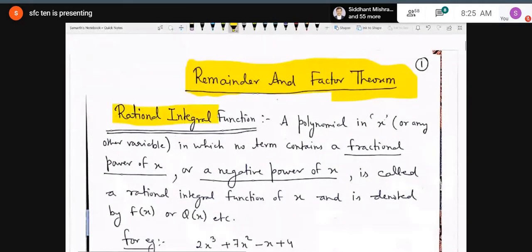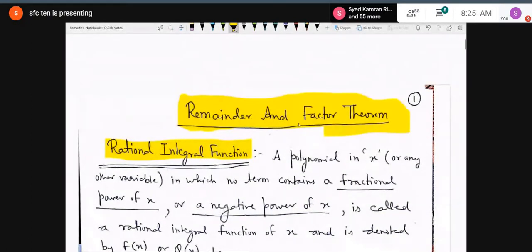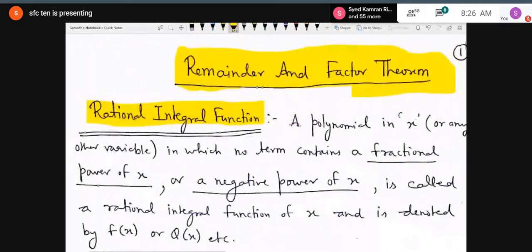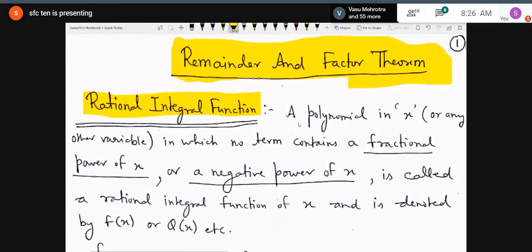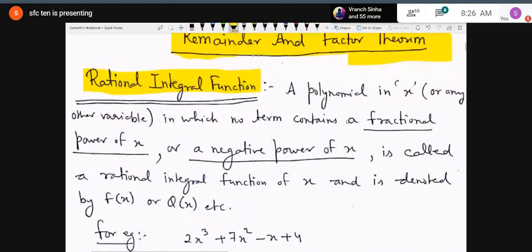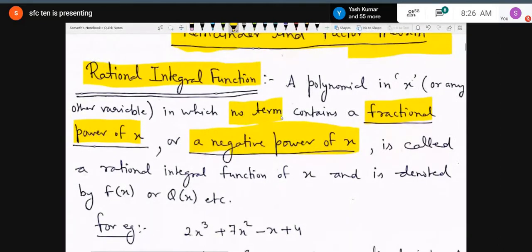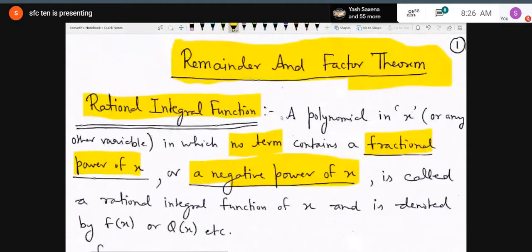A polynomial in x or any other variable. In place of x, you can write p, q, y or z also, in which no term contains a fractional power of x or a negative power of x. It is called a rational integral function of x and is denoted by f(x) or q(x).